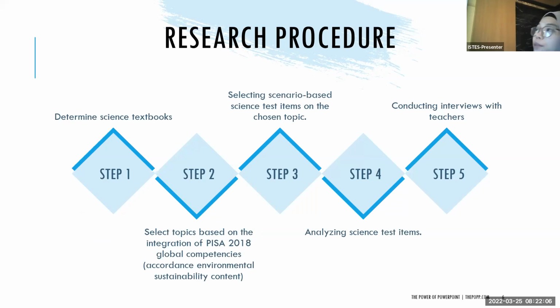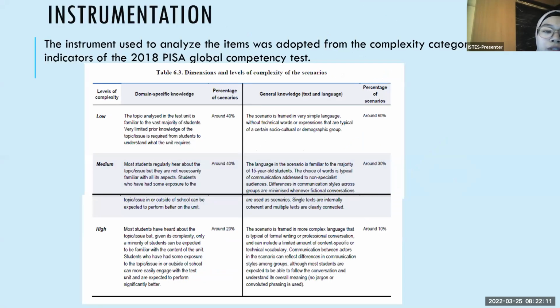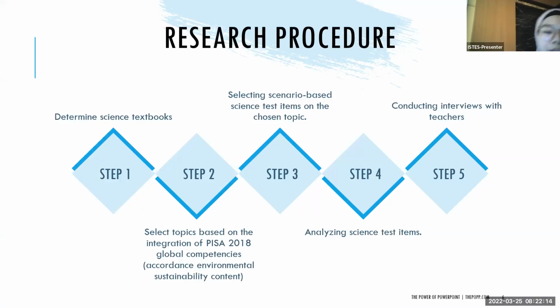Maybe this can make the research procedure clear. Step 1 is to determine the science textbook. Step 2, select topics based on the integration of PISA 2018 global competence, especially in accordance with environmental sustainability content. Step 3, selecting scenario-based science test items on the chosen topics. Step 4, analyzing science test items. And step 5, the last step, is conducting interviews with teachers.